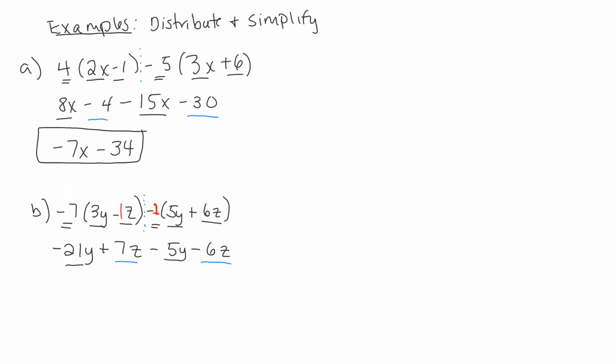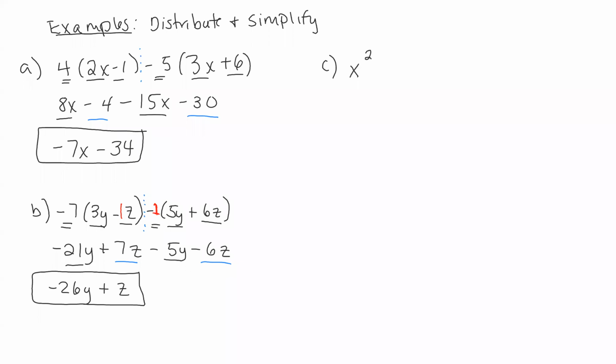So negative 21y minus 5y. Well, negative 21 minus 5 is negative 26, keep the y. And then when I look at the z's, I've got positive 7z minus 6z. Well, 7 minus 6 is just 1. So I'm going to get plus 1z. Notice I didn't physically write the 1. If you have just 1z or 1x or 1y, you write just the variable by itself. You don't write the 1. All right. And one more example. We'll make this the final one for this video.